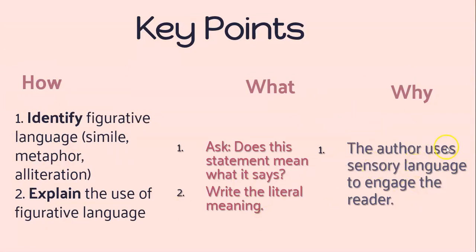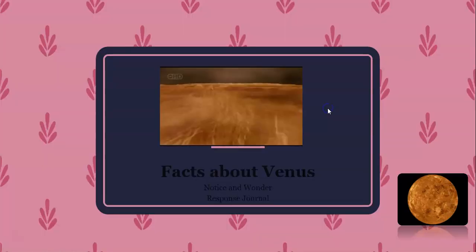The author uses sensory language to engage the reader. Can you imagine getting a story that is very boring? Would you want to read it if it had no figurative language, no similes, no metaphors, alliteration, no hook? No, right? Nobody would want to sit there and read a boring story. We want to know that the character is changing, the setting is changing, that it's what is happening. So that's why the author uses sensory language. And it's very important that when you write a piece, you also use sensory language.